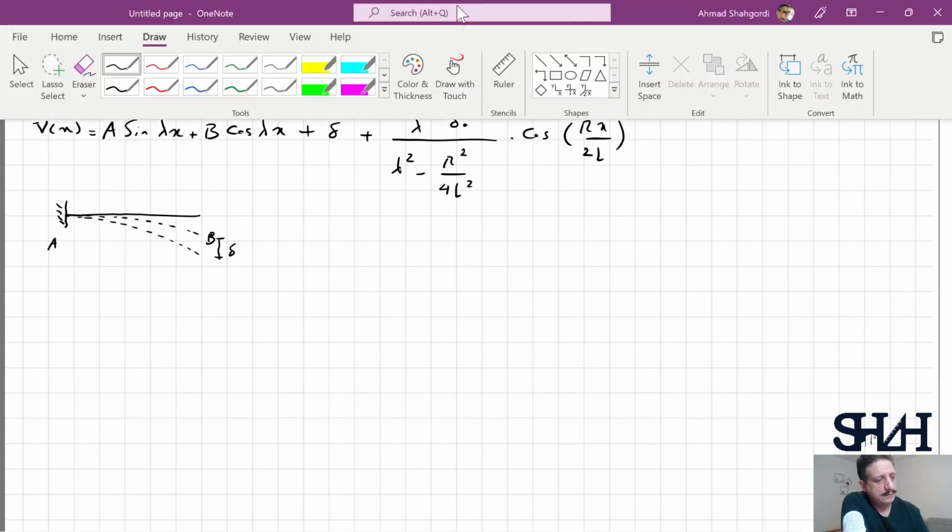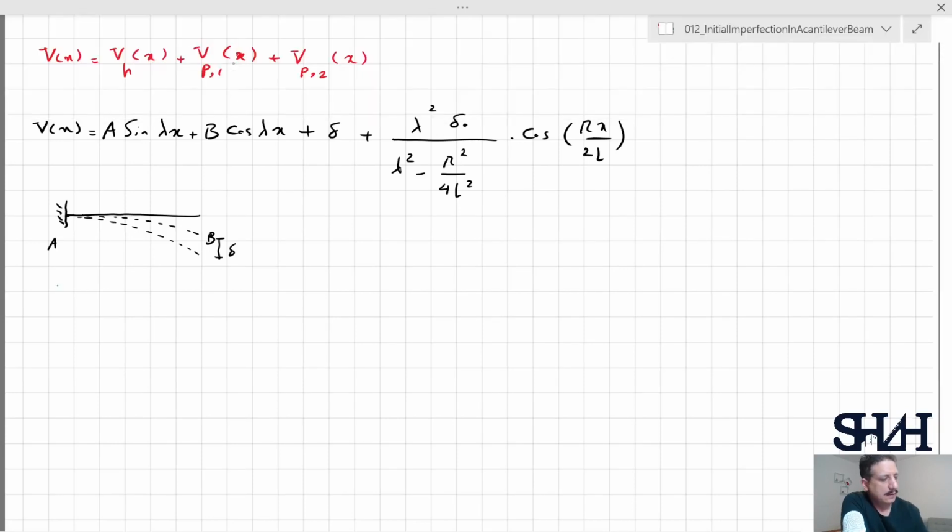At point A, V at 0 is 0. V prime at 0 is 0. And at point L, V is delta. These are the boundary conditions, and we have A as unknown, B as unknown, and delta as unknown. Delta 0 is a constant value because we already have the deformation function.